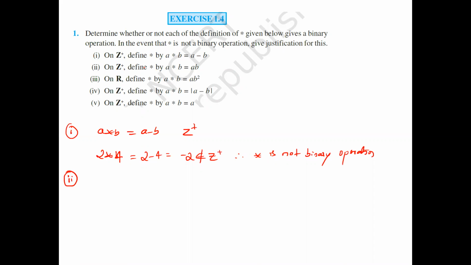See the second one, A star B equal to AB, and again it is defined on Z plus. Now I'll take any two numbers, their product is positive or not? Yes. I'll take any number, 2 star 4, for example. 2 into 4. What is the answer? 8. Is 8 a positive integer? Yes, when two positive numbers are multiplied, we always get a positive number. Therefore, star is a binary operation.